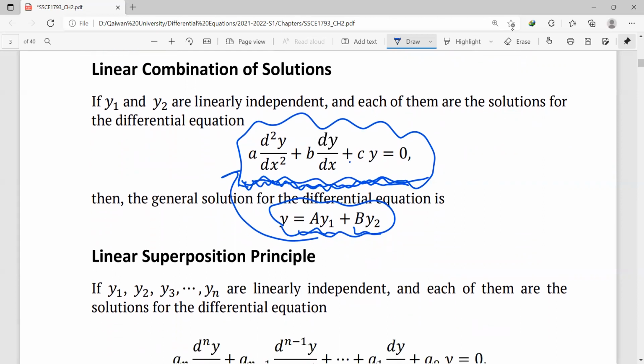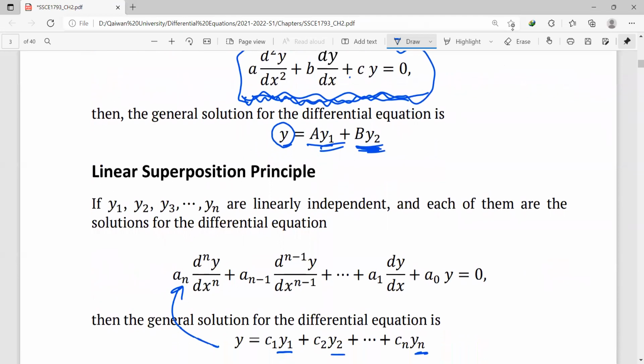Here, for order 1, we have only one solution. For order 2, we have two solutions, y1 and y2. That means if we have a first order differential equation, we get only one solution. But for a second order ordinary differential equation, we get two solutions, y1 and y2. After finding y1 and y2, the general solution is y equals a y1 plus b y2. We just multiply a constant to each of the solutions, then the sum of them is the general solution.